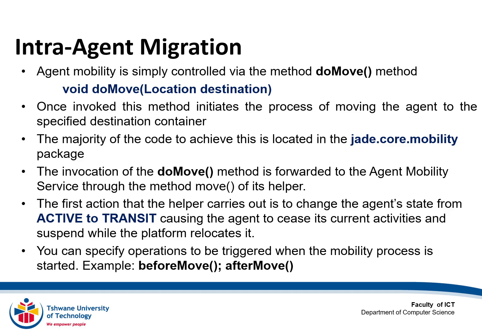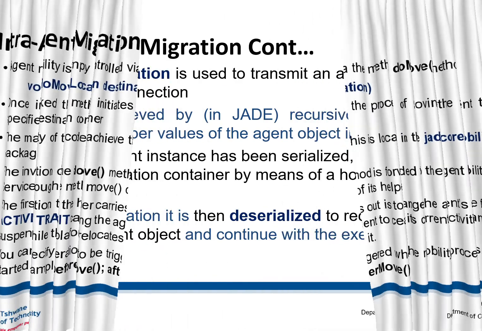Once you put it in transit, the agent can cease executing its activity so that it can be able to move over. So whatever it was doing will be suspended, and it will then be located within the platform, but in a different container. You can then specify operations to be triggered when the mobility process has started. For instance, using a beforeMove or afterMove, you can say this and that should happen before the move takes place, and this and that could happen after the move has taken place. And these are also methods that come with the jade.core.mobility package. So you can just modify those if you want something specifically achieved there.